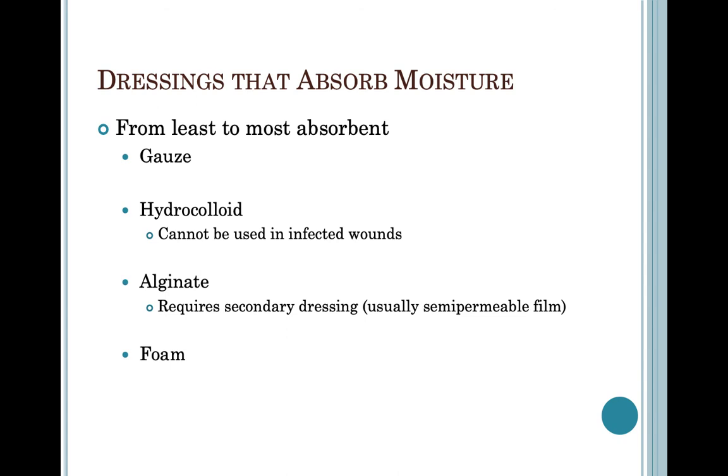Some of the types of dressings that absorb moisture when you have a wet wound, a wound that's putting out exudate, are gauze, although that is probably the least absorbent, hydrocolloid dressings, which cannot be used in infected wounds, alginate dressings that actually contain seaweed, and so they look like felt when they're dry, but when they absorb moisture from the wound, they form almost like a gel. And what's nice about them is that they are moderately absorbent, but they don't stick when you take them out. And then finally, there's foam dressings.